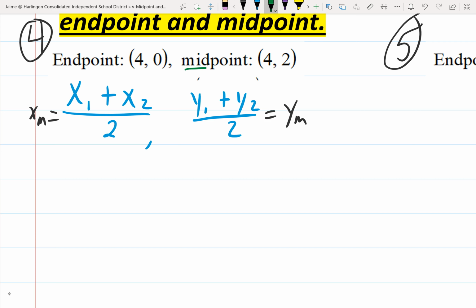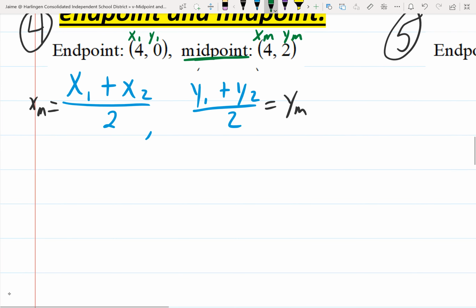Now, here is the middle. This is the x of the middle. This is the y of the middle. This would be my x1. This would be my y1. I don't know what the y2 or the x2 is. That's what I'm trying to figure out. So I'm going to plug in what we know.